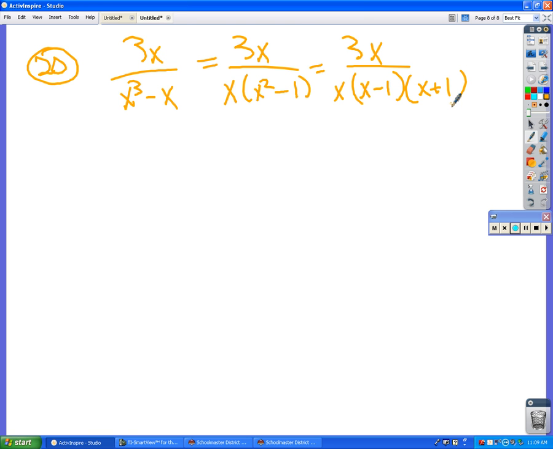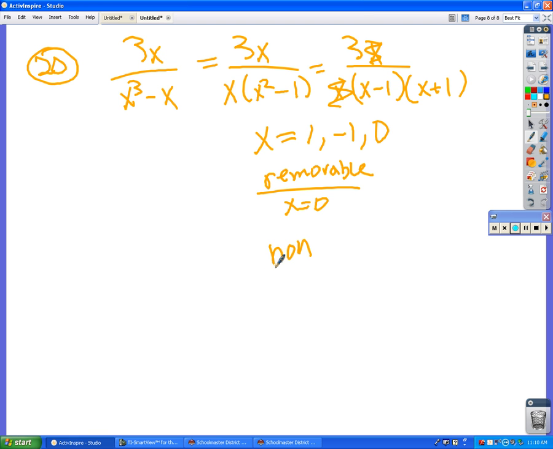So now I have a discontinuity at 1, at minus 1, and 0. Why 0 though? Because if I plug 0 in for x, then 0 times negative 1 times plus 1 is 0. Which one is removable? 0 is removable, because I can cancel this and this. So the 0 is removable. Non-removable are 1 and negative 1 because I can't cancel those.